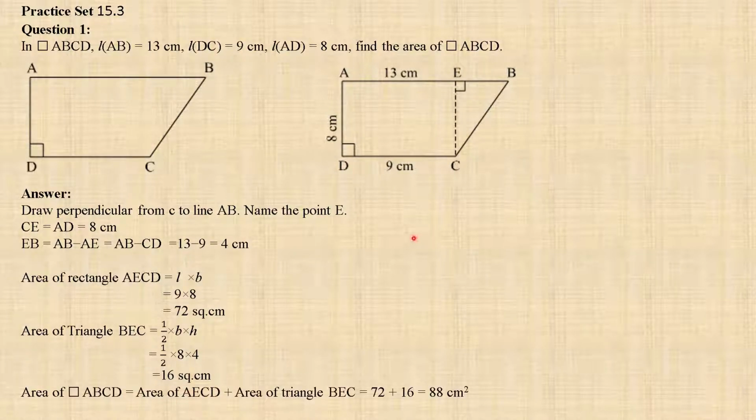So area of the entire quadrilateral ABCD will be area of the rectangle AECD plus area of the triangle BEC. So area of the rectangle we have found out is 72, plus area of the triangle we got, that is 16. So 72 plus 16 is 88 centimeters square. So area of this quadrilateral ABCD is 88 centimeters square.